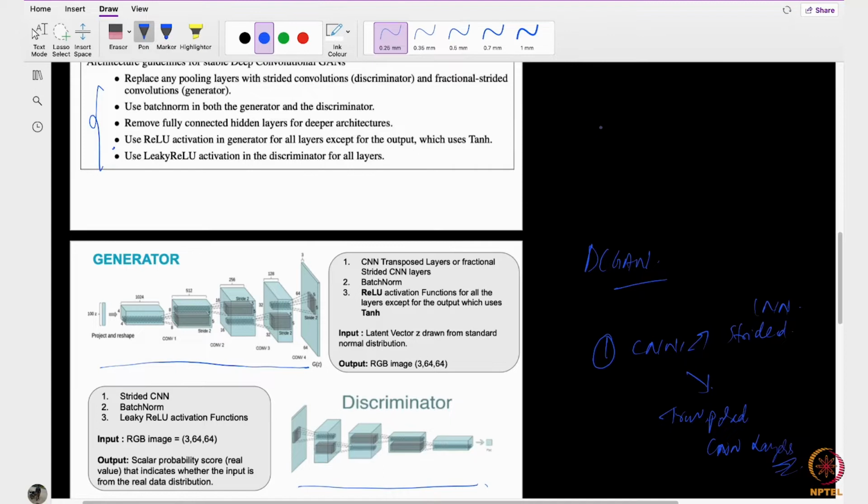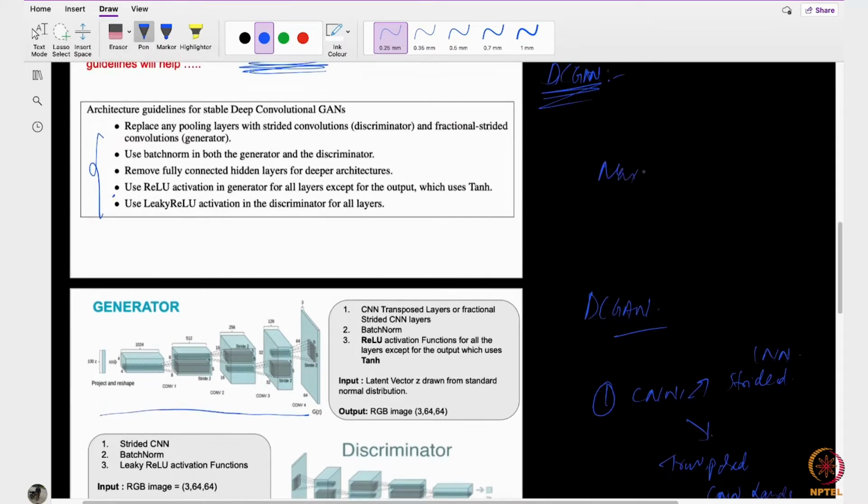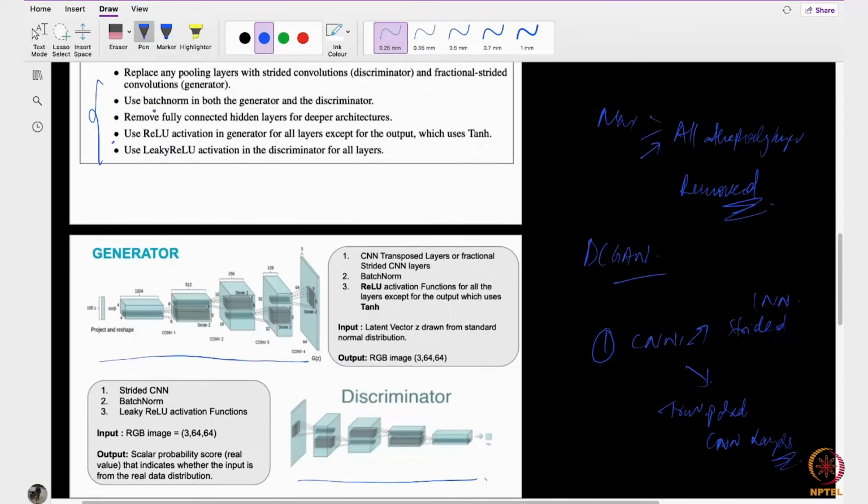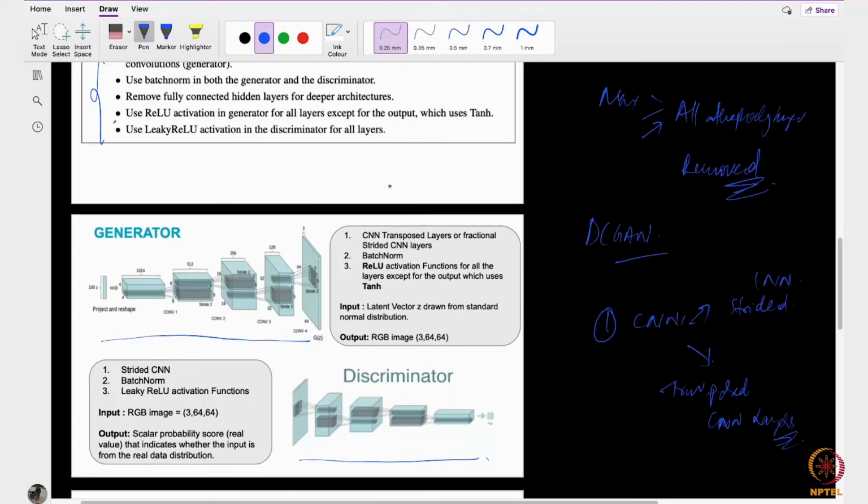That means all the max pooling layers, minimum pooling layers, or average pooling layers are removed. All the pooling layers are removed. Next is to use batch normalization in both the generator and the discriminator.